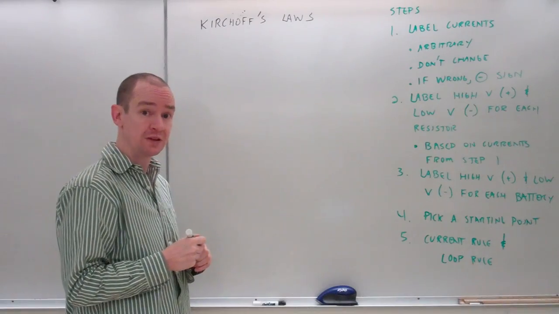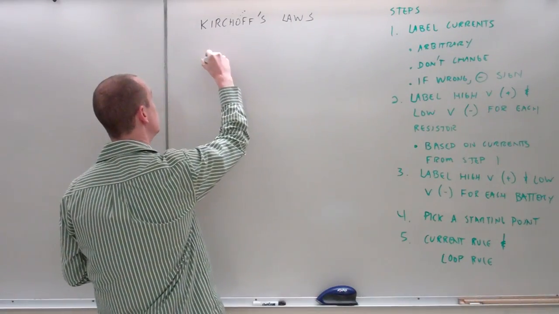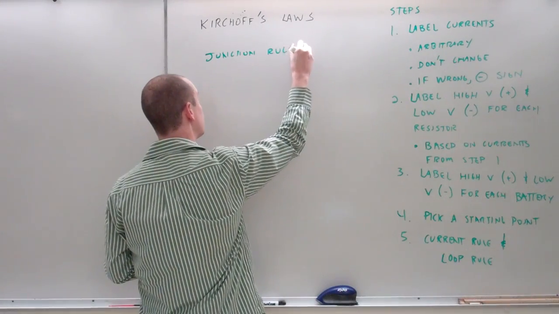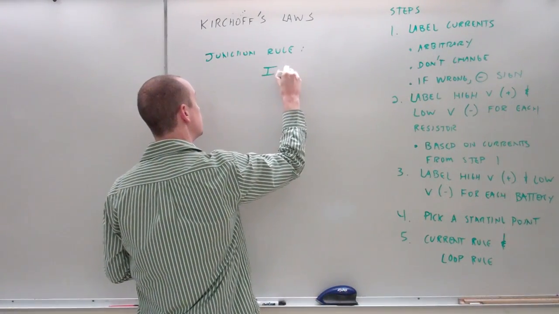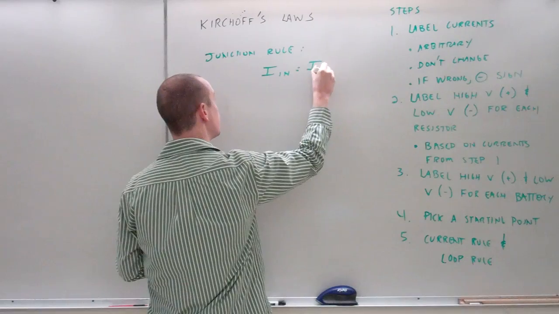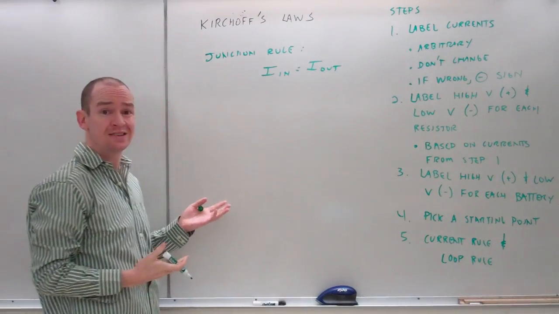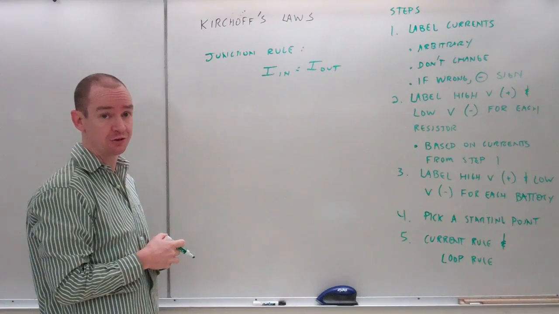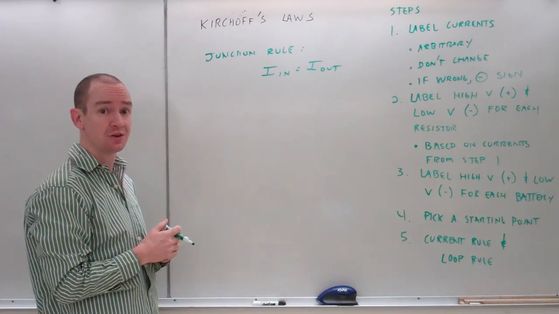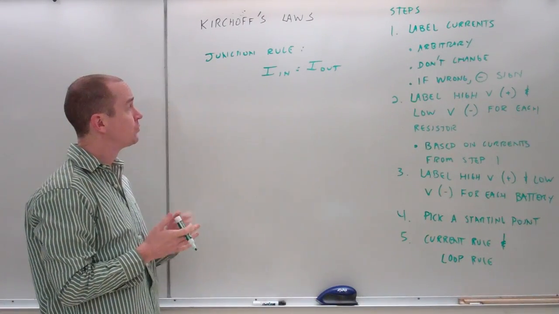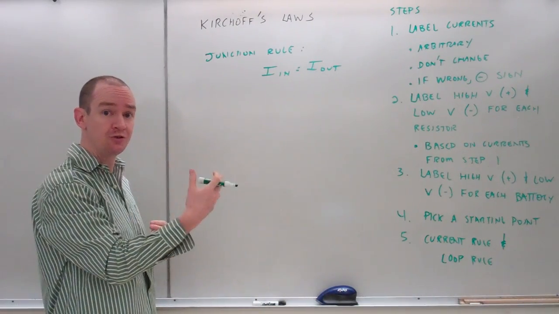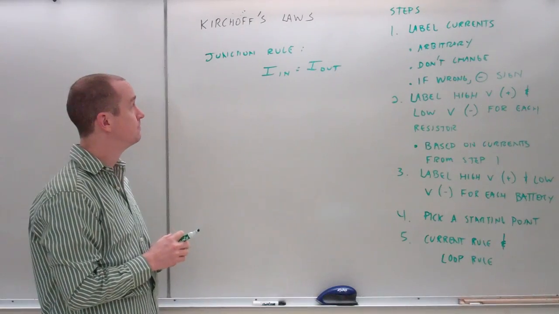The first is the junction rule. It simply says the current into a junction is equal to the current coming out of a junction. This is not particularly insightful. What this really amounts to is conservation of charge. All the charges that go into a place have to leave that place.